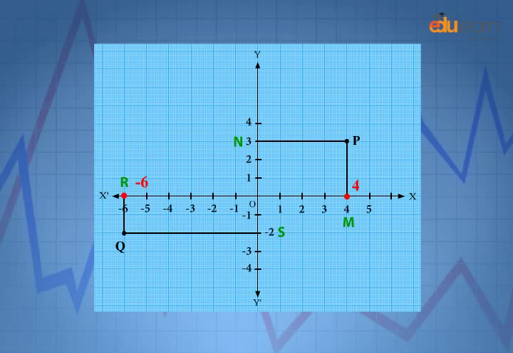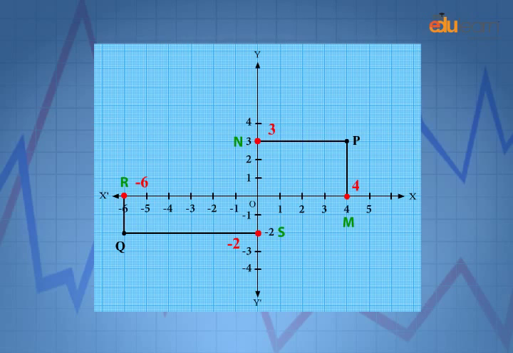The y-coordinate of a point is its perpendicular distance from the x-axis measured along the y-axis. For the point P, it is +3 and for Q, it is -2. The y-coordinate is also called the ordinate.